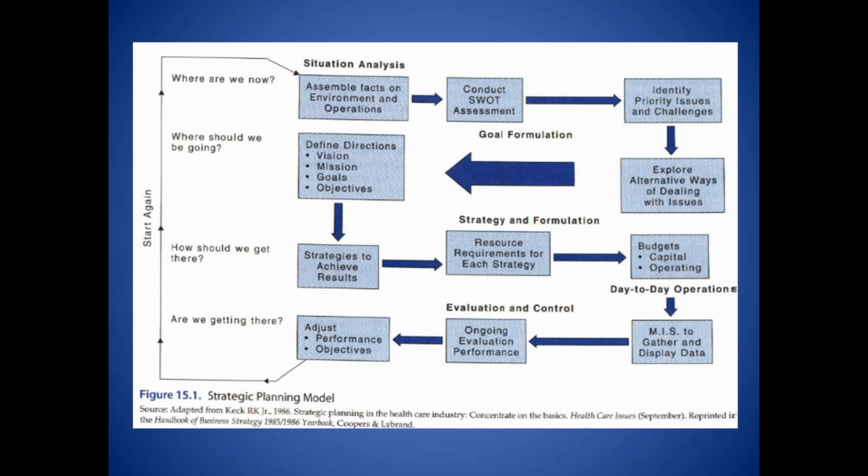Ideally, we have unlimited resources, but rarely is that the case. As a result, as we're developing our strategies, we're going to have to consider the cost for those strategies, both in terms of equipment, capital budget, and operating budget. We'll talk about both of those terms shortly. And then we're finally going to be moving into, are we getting there?